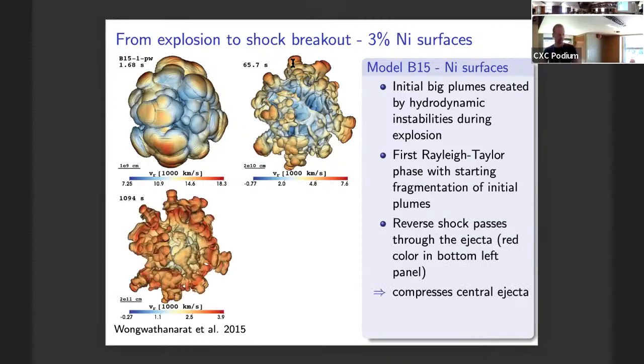Now, waiting a bit longer, we have about 1,000 seconds for this particular model. We see now that the reverse shock forms, which is coming from one of the interfaces. We see this very nicely here in this reddish, almost spherical shell in the plots.